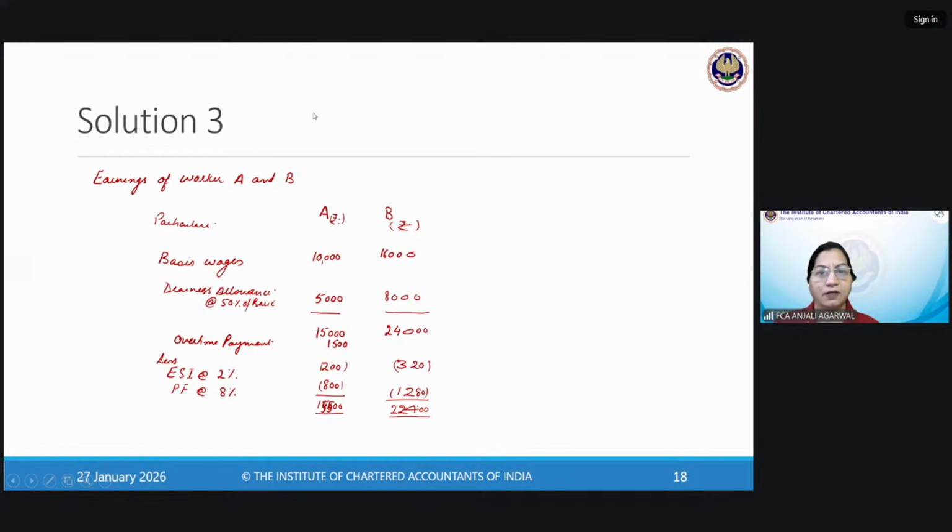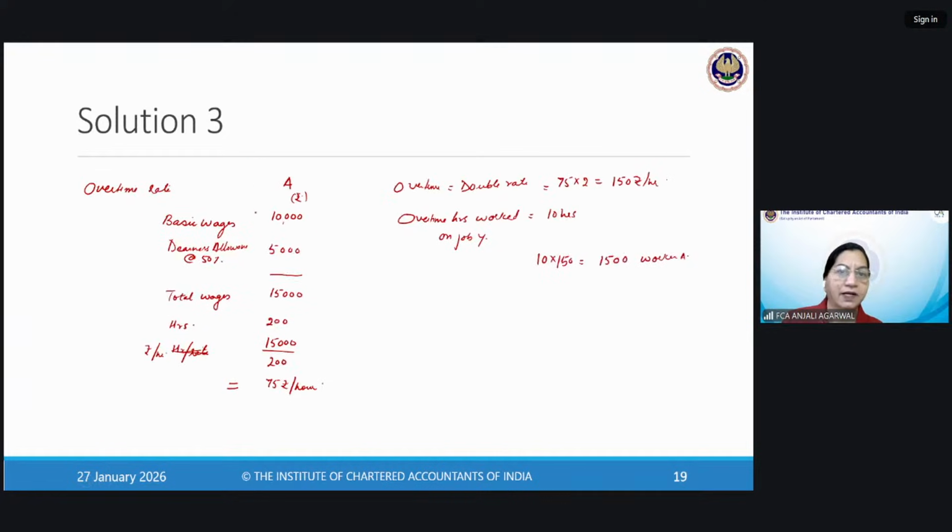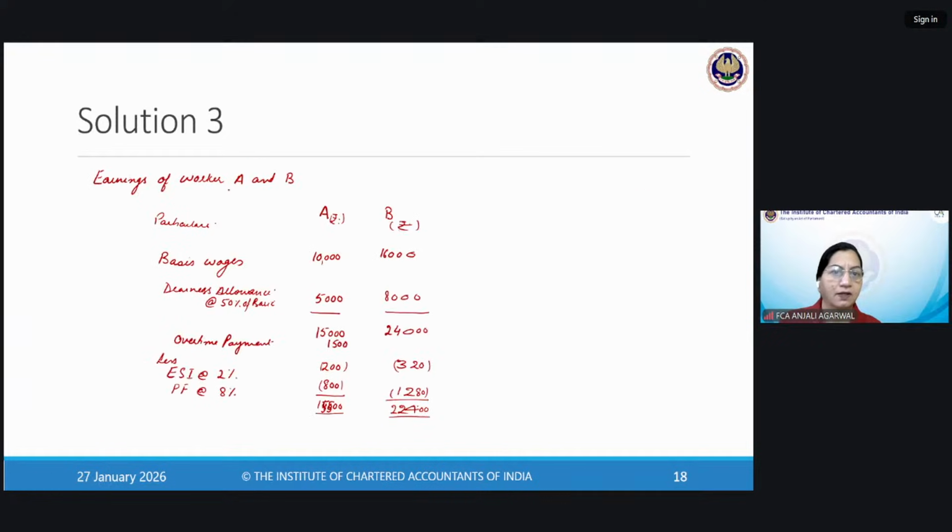We will not deduct double the deductions as equal contribution is made by the employee as well. Why are ESI and PF not included as cost of company? Okay. Firstly, we are calculating what worker A and B are getting. What is it that worker A and B are getting?